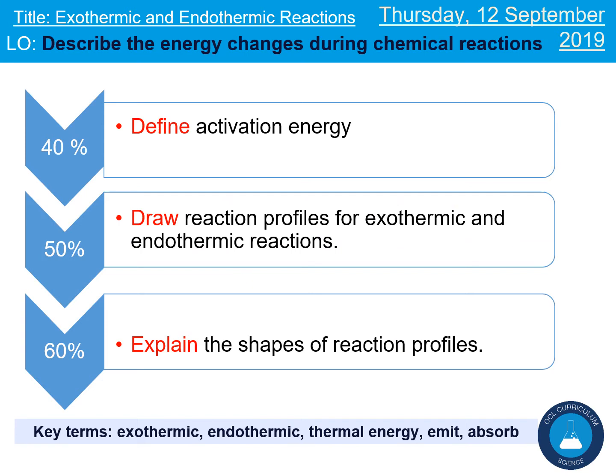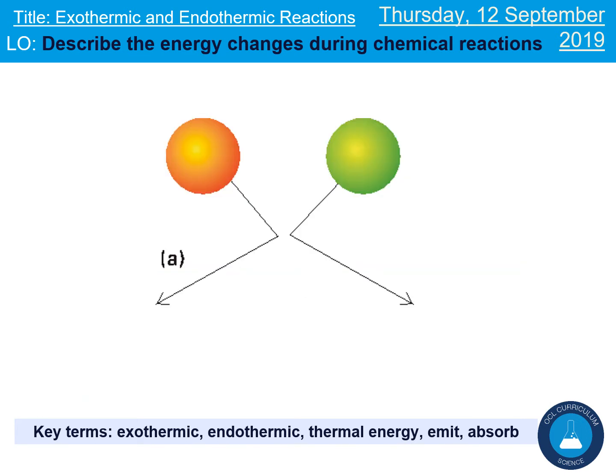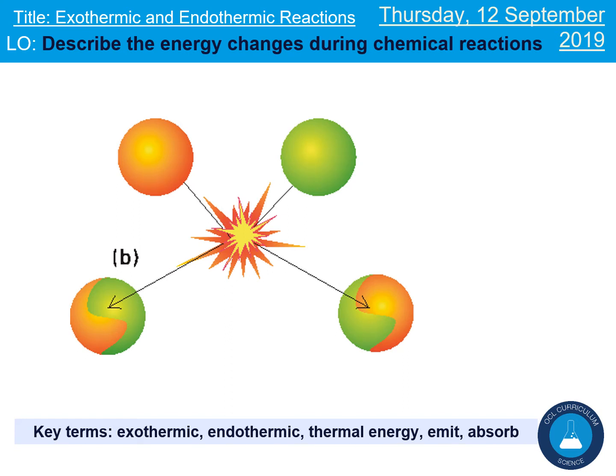We also need to be able to define activation energy, draw reaction profiles for exothermic and endothermic reactions, and explain the shape of reaction profiles. When particles react, they need to collide with enough energy, specifically kinetic energy. If there is not enough kinetic energy when the particles collide, there will be no reaction. If the particles collide with enough kinetic energy, they will react and form a new substance. The minimum amount of energy that particles need to react is called activation energy.